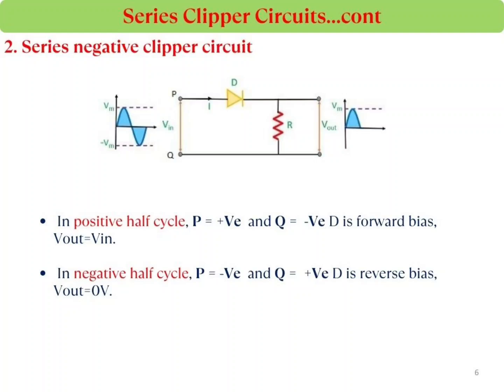Next one is the series negative clipper. In series negative clipper, in the positive half cycle of the input waveform, the diode becomes forward biased. So it ensures a closed circuit, due to which the current appears across the resistor of the circuit. In a negative half cycle of the input waveform, the diode now becomes reverse biased. So it acts as an open switch. So there is no current flow through the circuit. So it provides no output for the negative half of the input waveform.